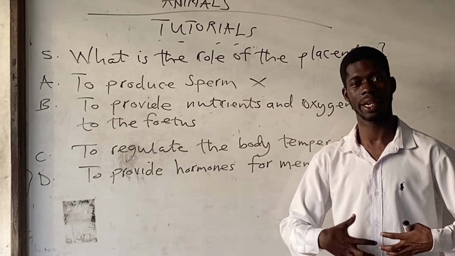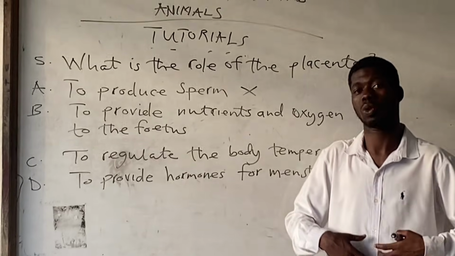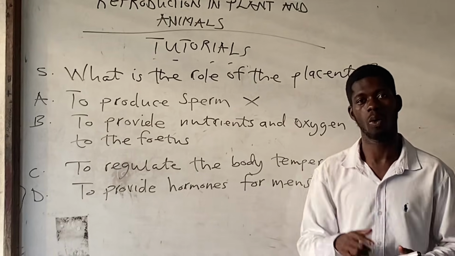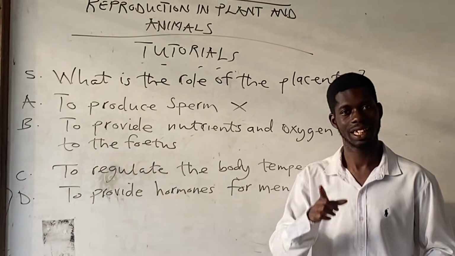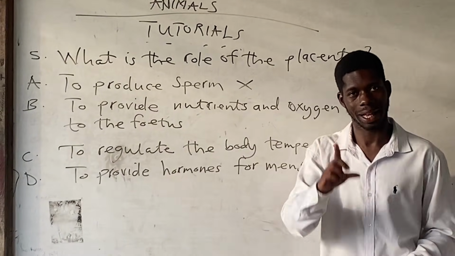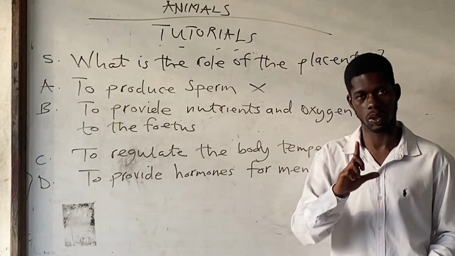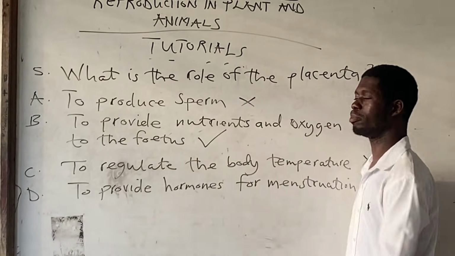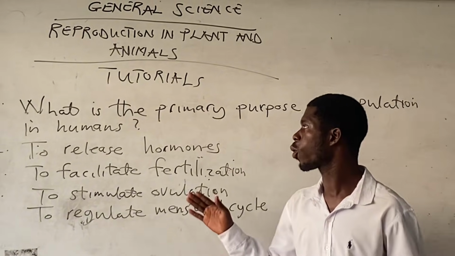So whilst the fetus or the embryo is in the womb, there is a small sac inside the womb called the placenta. So that is the role of the placenta. Don't forget it. Placenta provides nutrients to the fetus. Placenta also provides oxygen to the fetus. Okay, so the answer is B. Thank you.